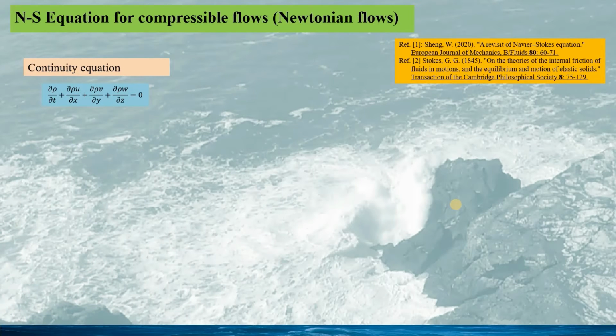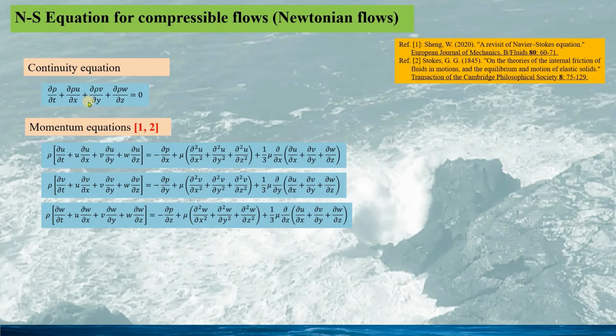For the problem of fluid compressibility, the dynamic equation for Newtonian fluids, such as water and air, can be expressed as the compressible Navier-Stokes equation. The continuity equation is given in this form. Here, the fluid density is not a constant anymore. The momentum equation is given as this for the 3 velocity components u, v, and w.